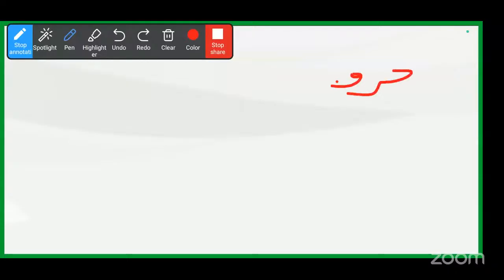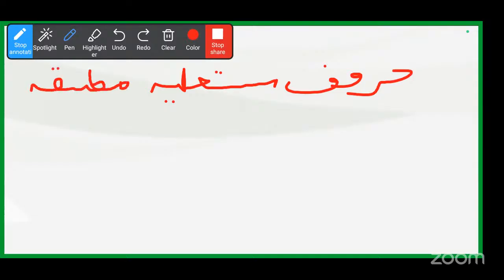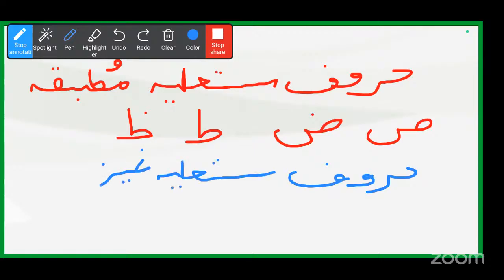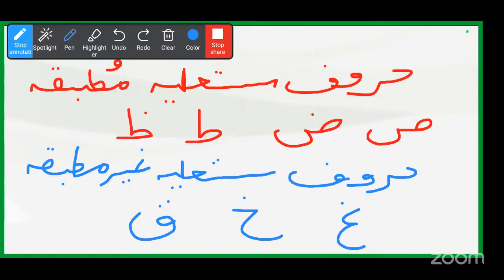The first type is huruf musta'liyah mutbiqah: حروف مستعلية مطبقة. مطبقة means on the upper palate, like صاد, ضاد, طا, ظا. These four are حروف مستعلية مطبقة. The other ones are حروف مستعلية غير مطبقة: غين, خا, قاف.